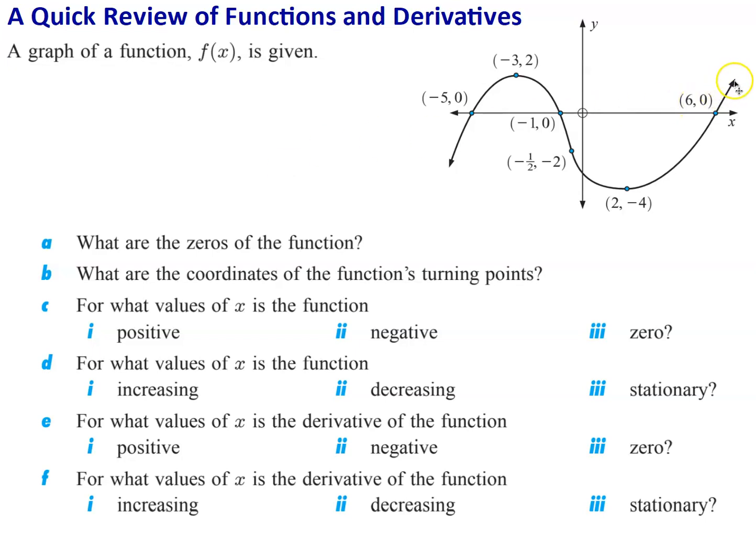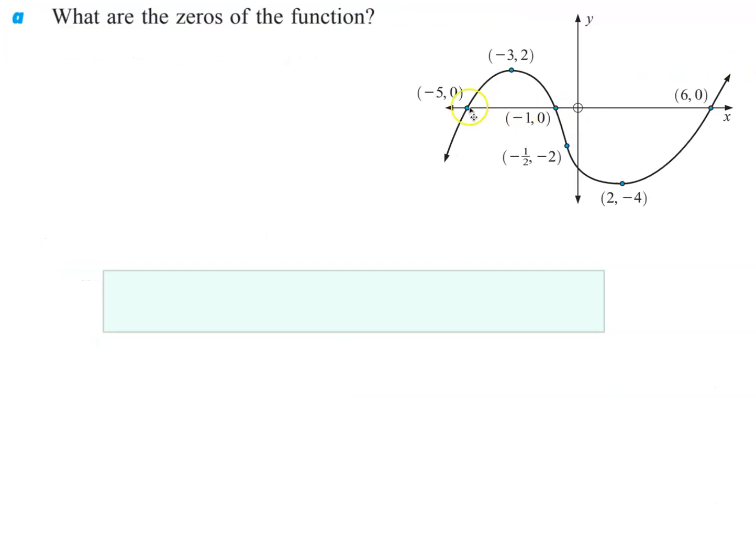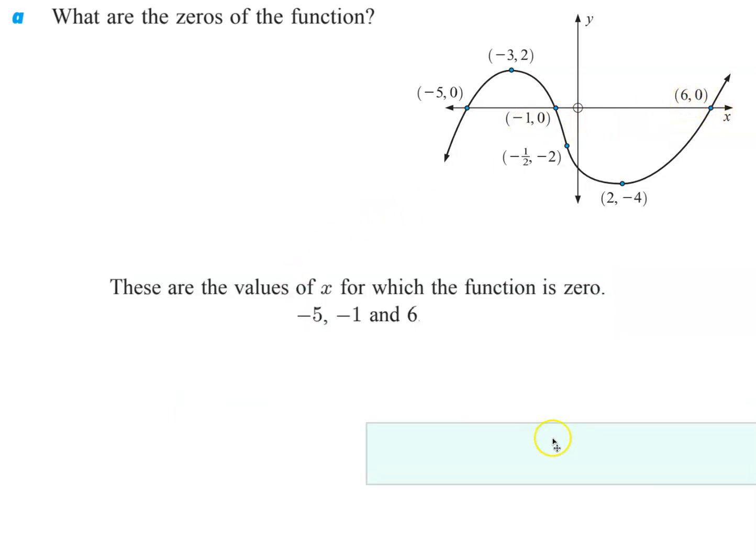Okay, let's go through the solutions. So to start with, what are the zeros of the function? Well, zeros is basically saying when is the graph crossing the x-axis? When is the value of y equal to 0? So it's going to be that point. So the zero is x equals -5. That point, x equals -1. And that point, x equals 6. So there's the answer to part A.